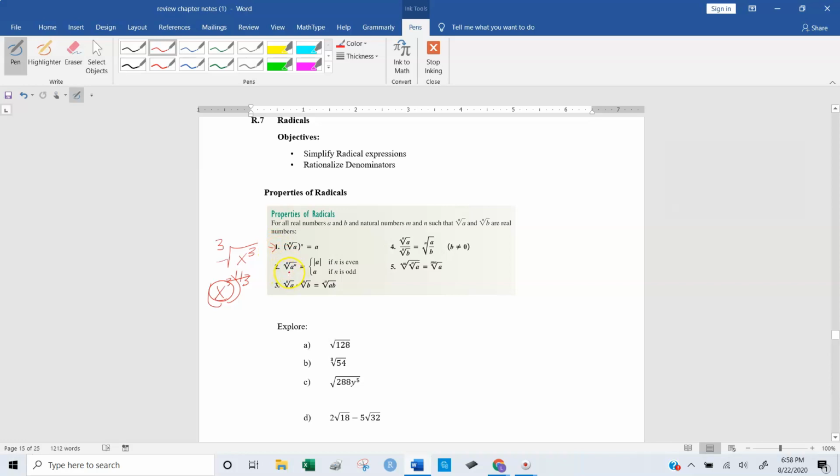Number 2, if you take the nth root of a to the n, this one's a little different since the n is on the inside. So this is like 3 squared is 9. Well, a negative 3 squared is also 9. So if n is even, you have the absolute value of a. You don't have 3 or negative 3. It can only be 3 because you have taken it to a positive power. If it's odd, it doesn't matter because it will keep the sign.